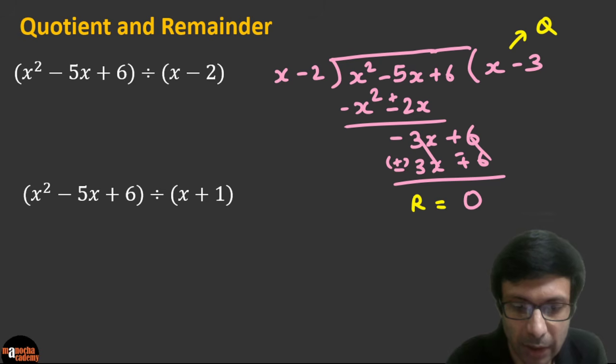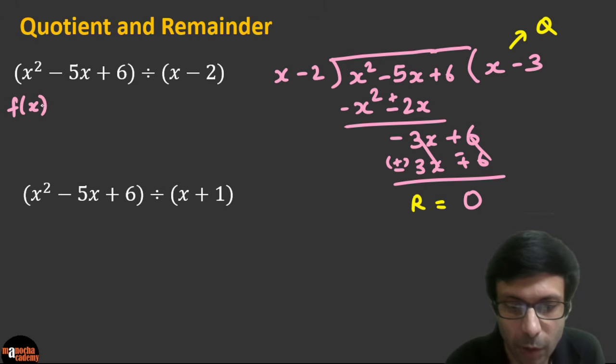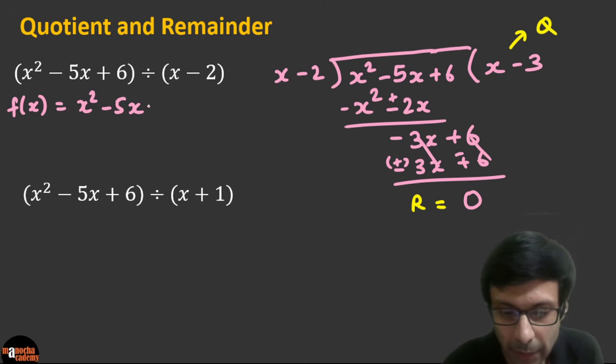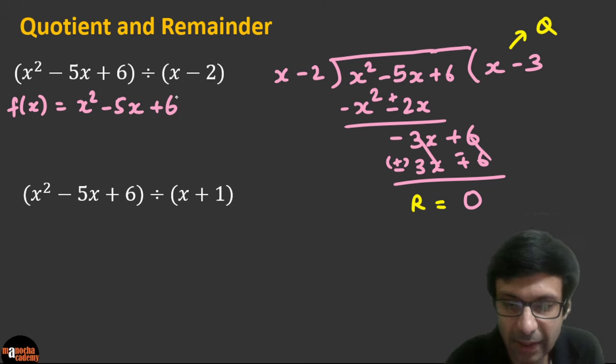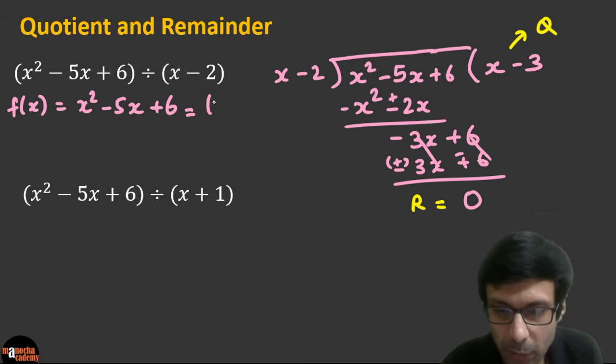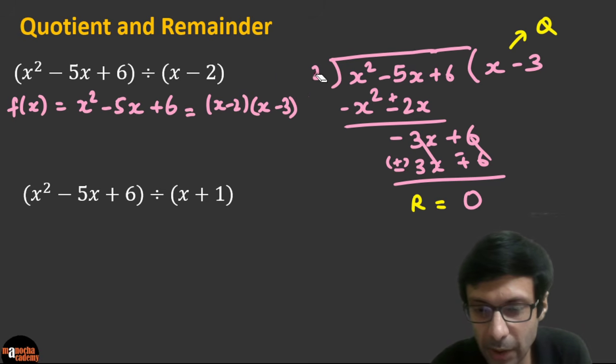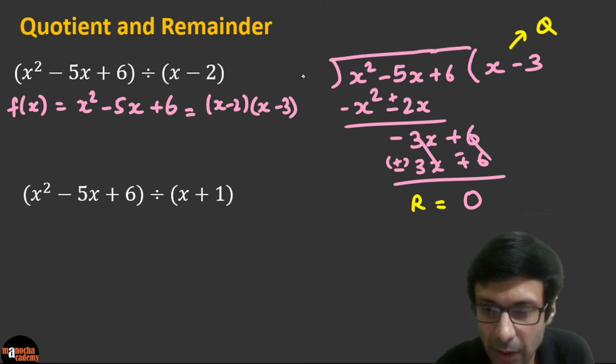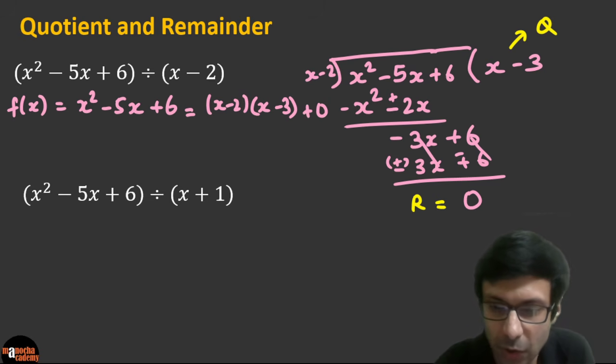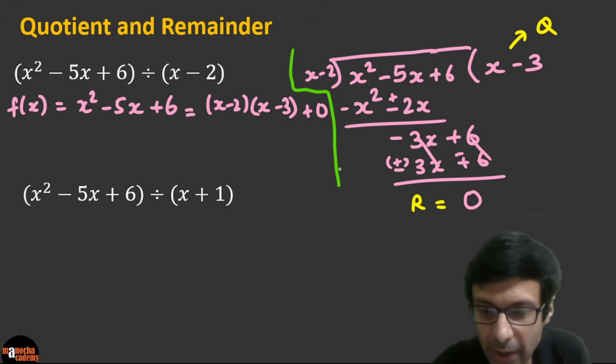So for this polynomial, we can write the polynomial f(x) equals x squared minus 5x plus 6, and this can be expressed as x minus 2, the divisor, times the quotient, which is x minus 3, plus the remainder, right? So let me create some space here guys. So let's write this here, x minus 2 and plus our 0. So let's draw this line so that you can see the separation guys. Clear?